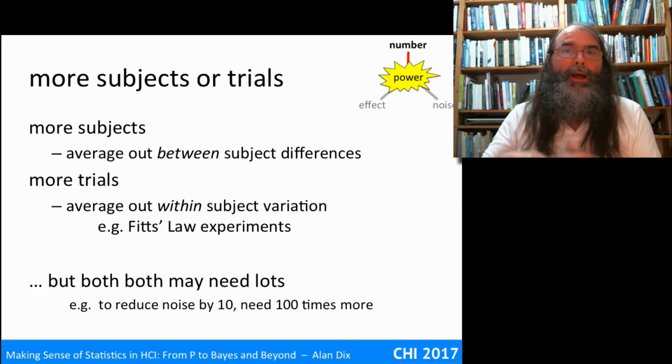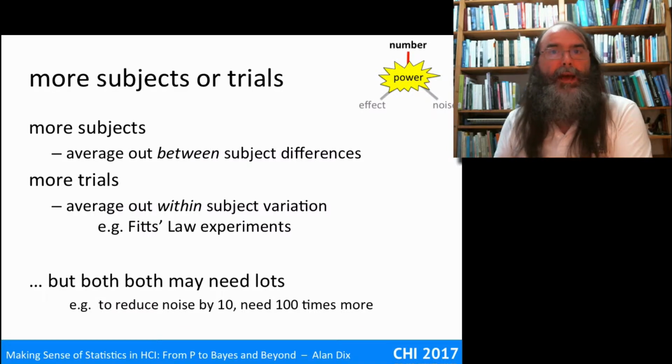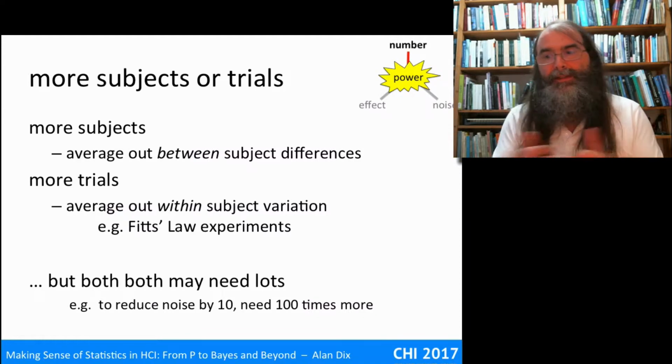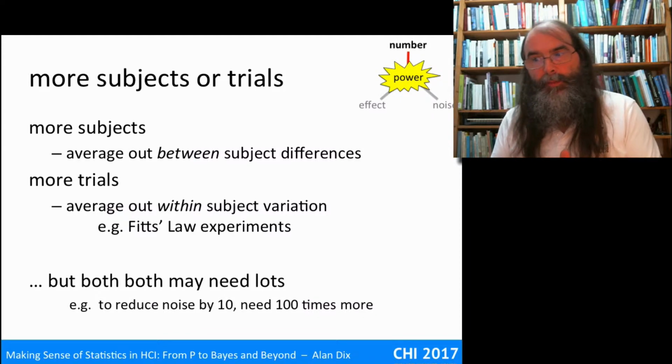So if people are quite different in terms of the kinds of errors they have when they use your software, or the delays they have, or anything else to do with the way that one person differs from another.